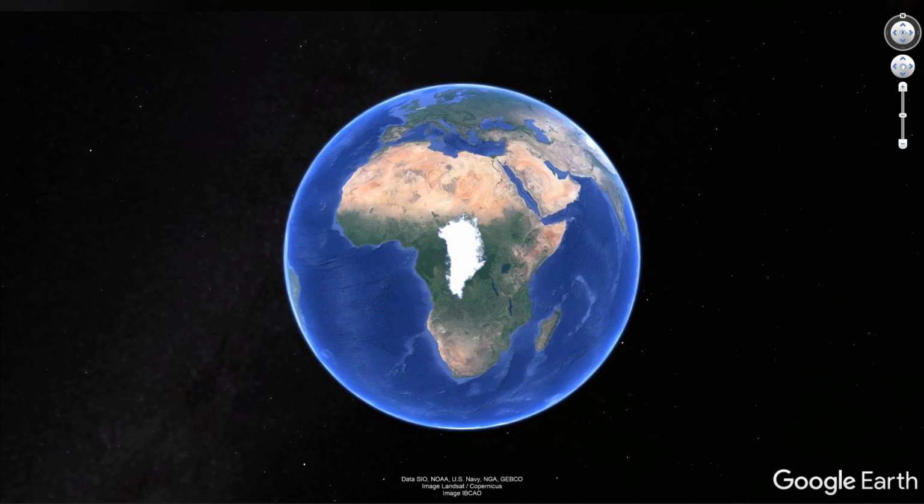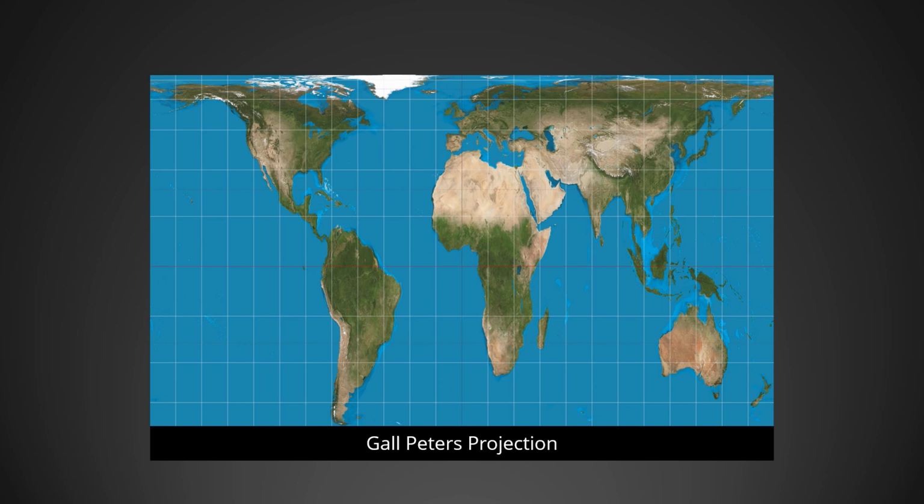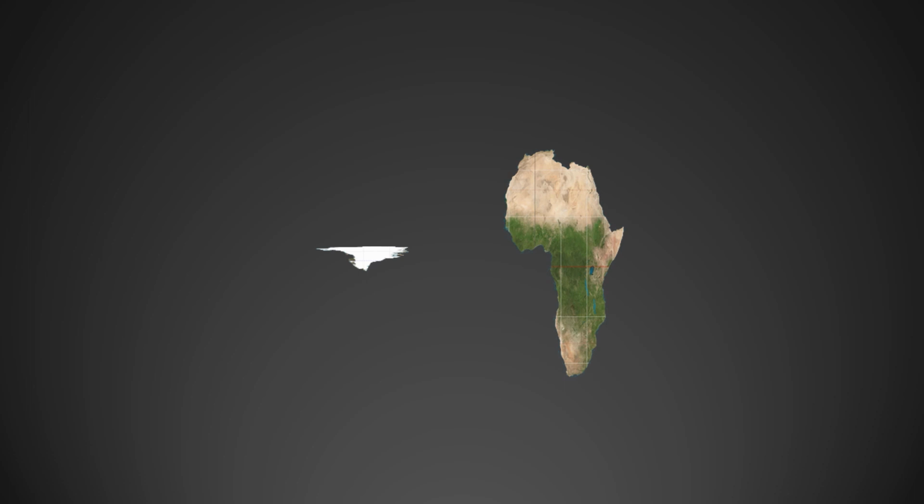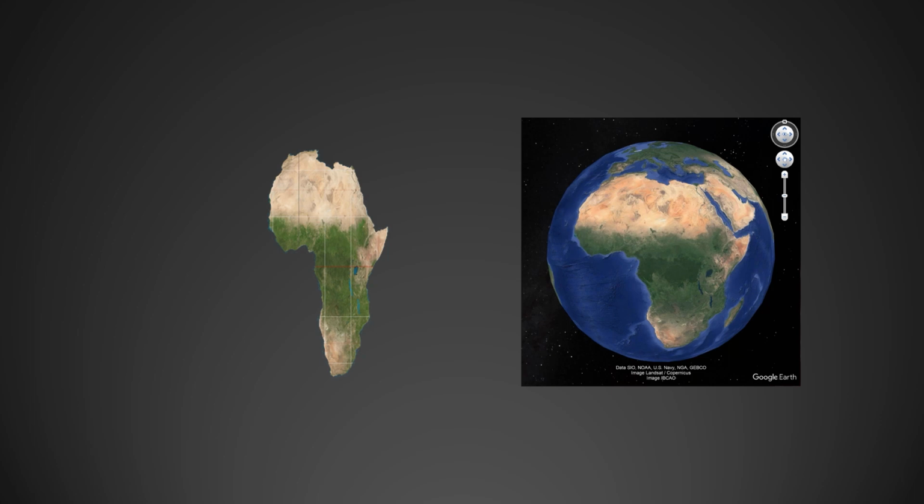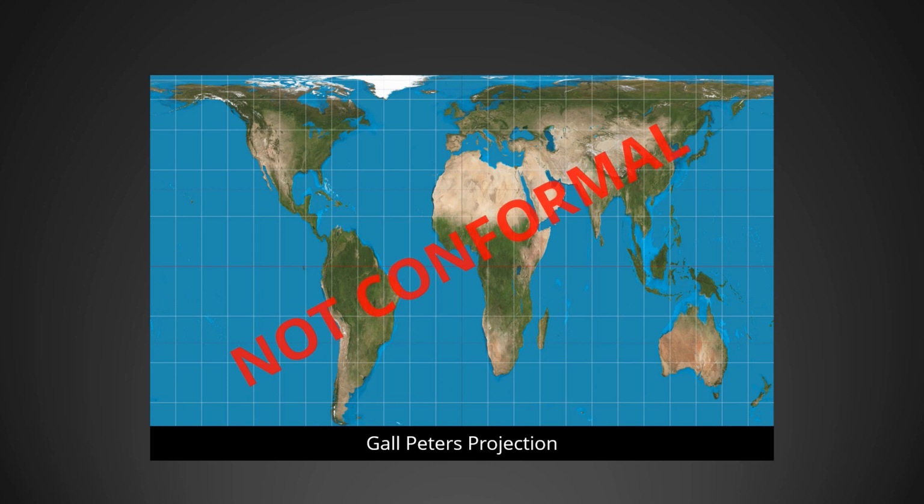On the other hand, the Gauss-Peters projection can preserve the size ratio between the Earth's surface and the chart. But as you can see, the land shape is severely distorted. Furthermore, Gauss-Peters projection is not conformal and cannot be used for navigation.